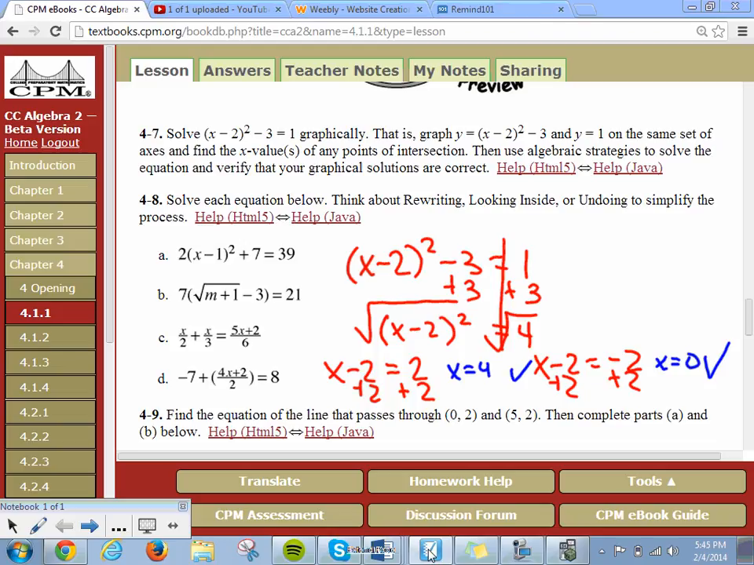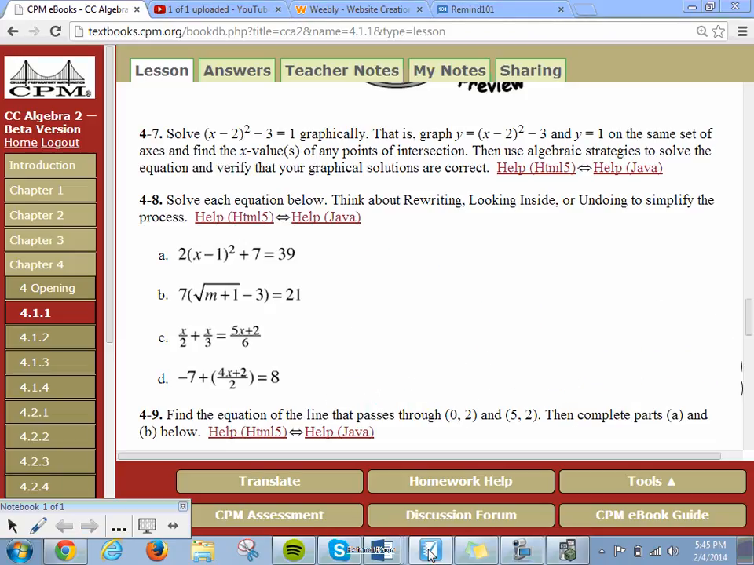Alright, then 4.8 says to solve each equation below, think about rewriting, looking inside, or undoing, simplifying process. So with these, we're interested in just solving them, but trying to think if there's different ways to solve it. Remember the theme that's running through this is there's different ways to do the same thing. So I'm going to solve it one way, but maybe you see it a different way.